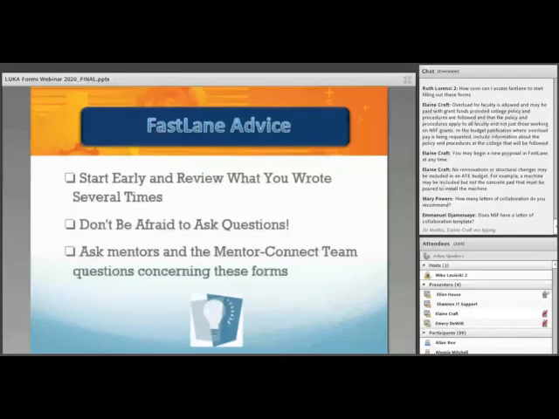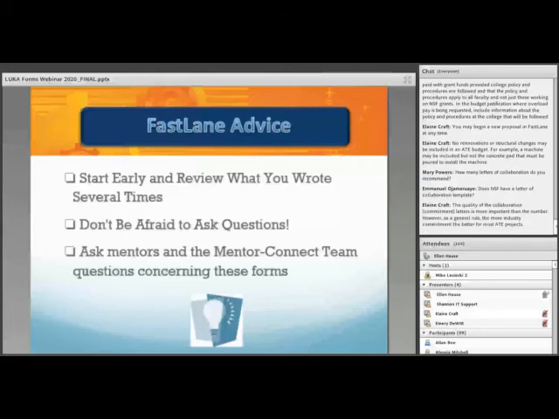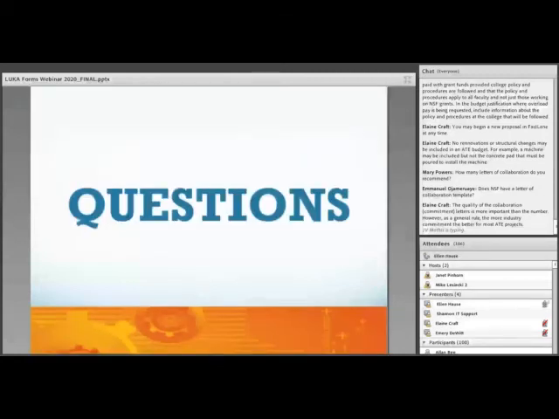And some general Fastlane advice: start early, so now is not too soon. Review what you've written several times, have others review it as well. Don't be afraid to ask questions, which is the big key. And you can ask questions of your mentors at the Mentor Connect team concerning these forms, particularly as we get into some of the nitty-gritty of these. We know this can be overwhelming, but we're here to help.